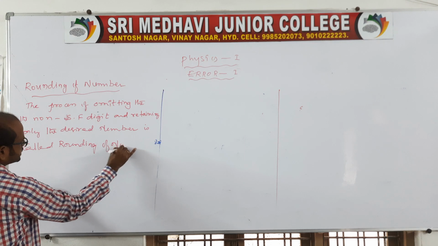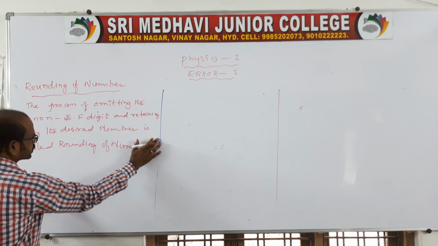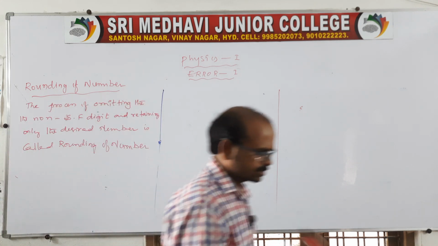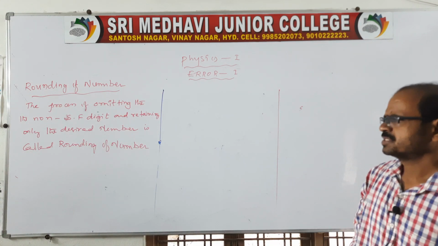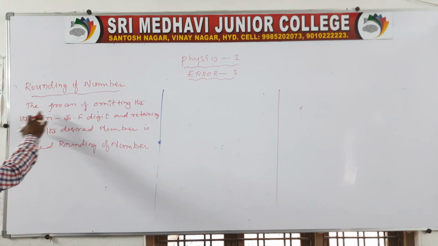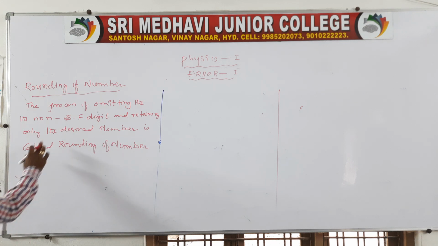Okay, this is the statement related to rounding of numbers. Look at it once. The process of omitting the non-significant digits and retaining only the desired number is called rounding of numbers. It is actually in your 10th class also. So I'll give you some examples related to significant figures. Once again, the process of omitting the non-significant digits and retaining only the desired number is called rounding of numbers.